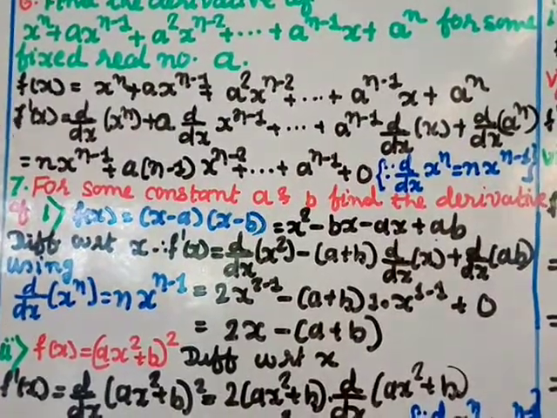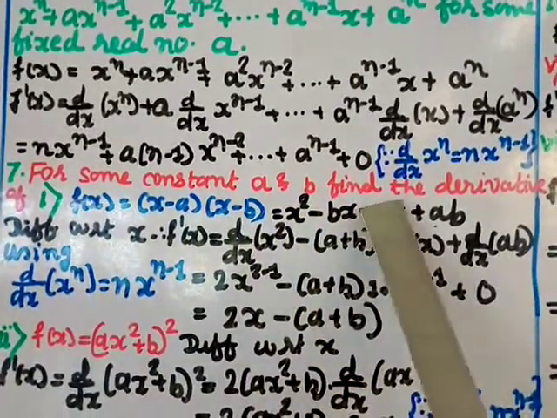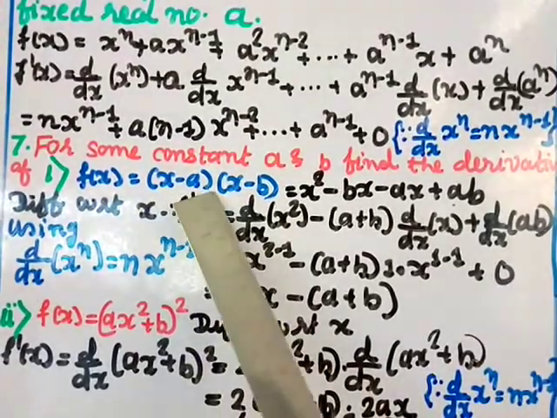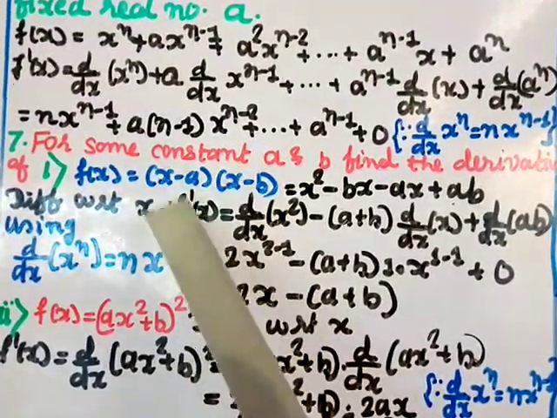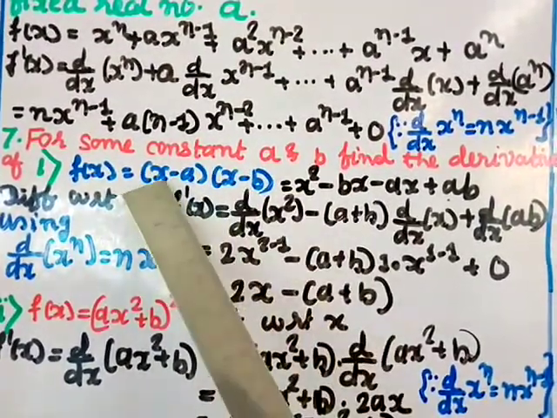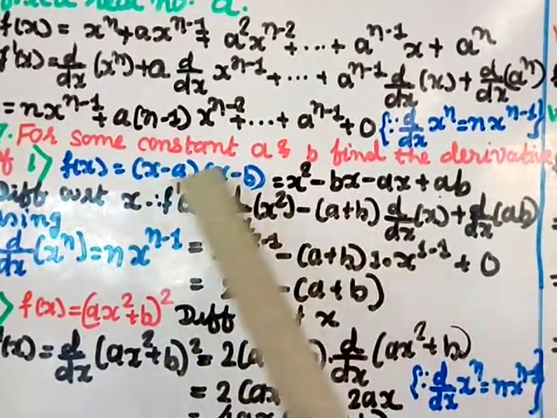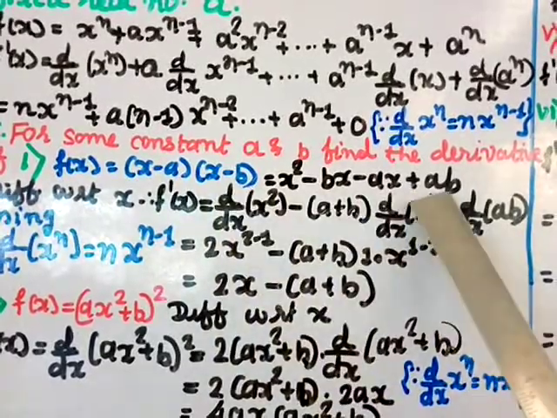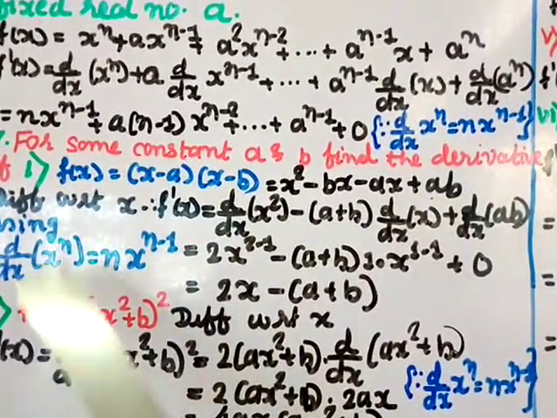Question number 7. For some constants a and b, find the derivative of (i) f(x) equal to (x minus a) into (x minus b). Open the bracket, so x into x is x square, x into minus b is minus bx, minus a into x is minus ax, minus a into minus b is plus ab. Now we shall differentiate with respect to x.